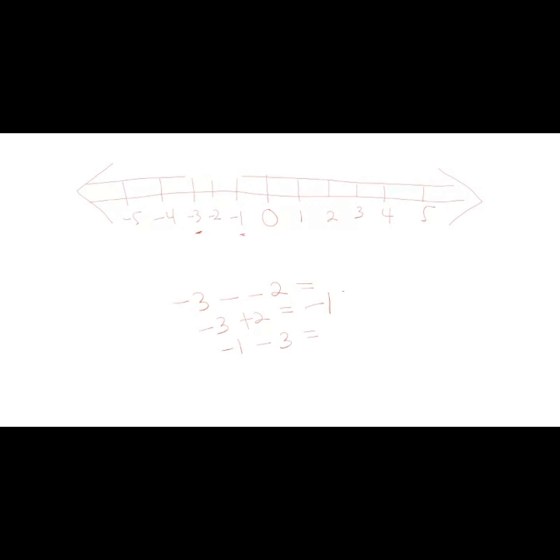Negative means we should move to the left side. So we are going to move to the left side 3 times. So I'll move from here. 1, 2, 3. I land on -4. So my answer is equal to -4.